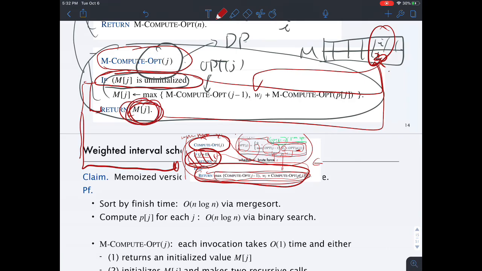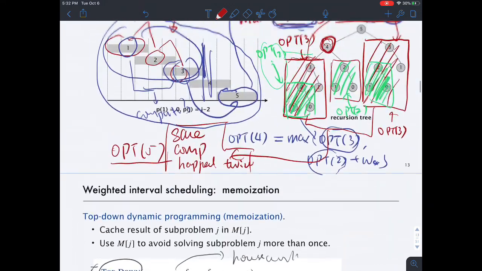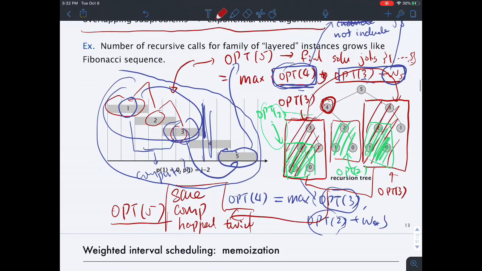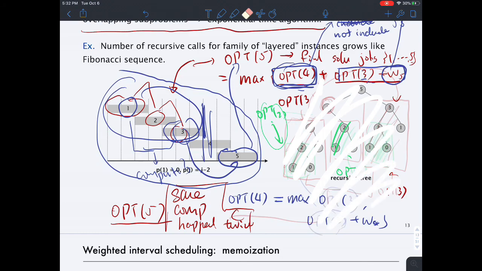So just by being a little bit smarter, all of a sudden we are able to push the running time substantially down. This is the exponential running time, and this is actually the polynomial running time. And why is this exponential running time? If you look back at the recursion tree down here.